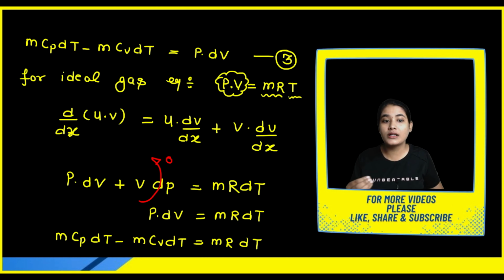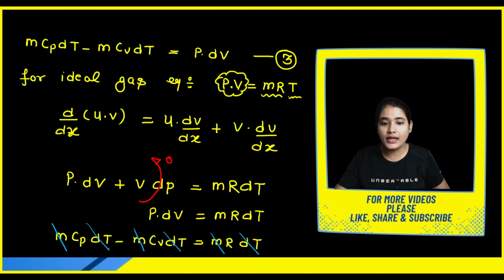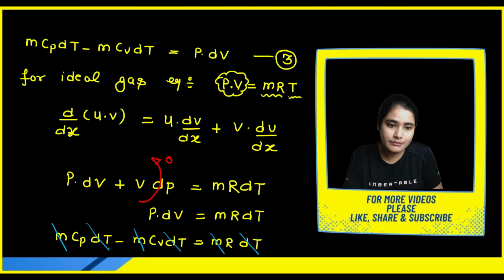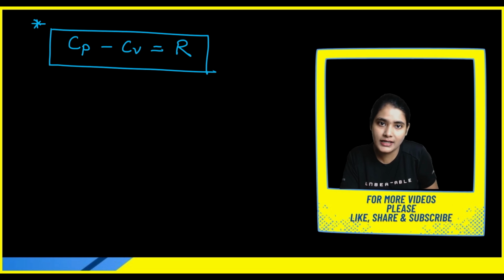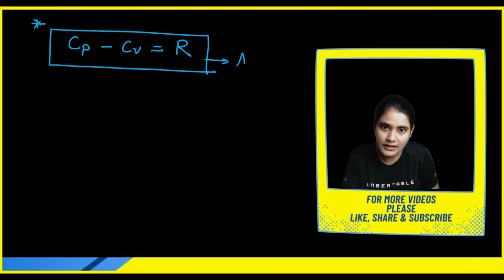Now try to understand. You are observing some common terms: mass you can cancel out, and delta T you can cancel out. So when you cancel mass and delta T as common terms, what do you get in the final condition? You get cp minus cv and only R: cp − cv = R. This is Mayer's equation, and this is the proof. This is the final expression, the proof of Mayer's expression. This is our final answer.